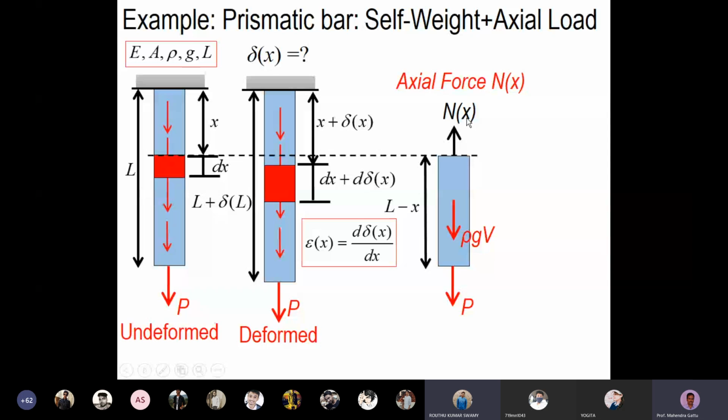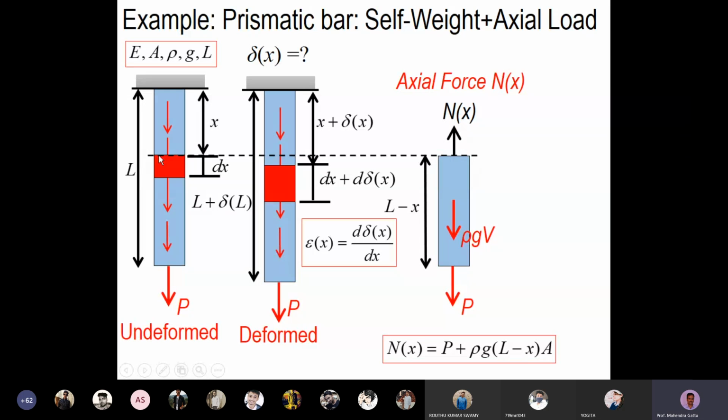So we can do the force balance. The volume of the bar will be area of cross section times length L minus x. So that is the volume of the bar. So N of x will be P plus rho g (L minus x) times A. So this is the axial force acting at that cross section x.